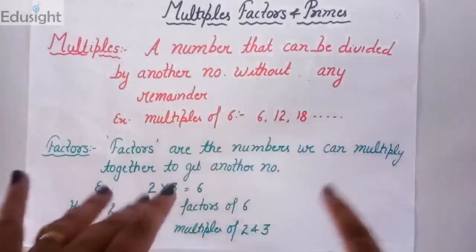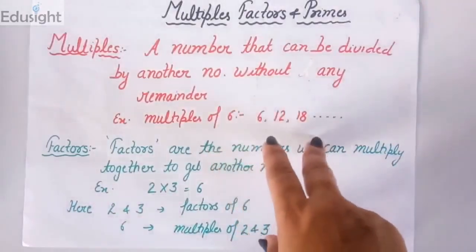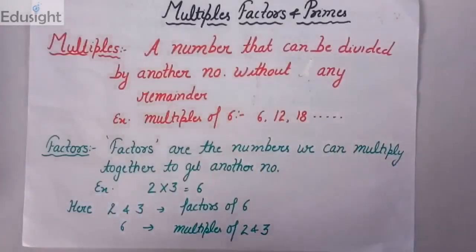In other words, the multiplication table, that means the table of 6, gives the multiples of 6. Table of 5, that means 5, 10, 15, these all are the multiples of 5. So in this way you can find the multiples of any number.